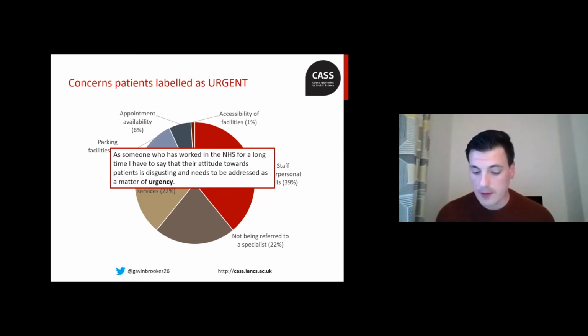Staff interpersonal skills are really what drives patients' evaluations. Even when patients appear to be talking about other things like treatment, they're actually talking about staff interpersonal skills. And these concerns also tend to be labelled as urgent more than anything else. And so this is what we've reported back to the NHS, and I'll come back to that shortly.